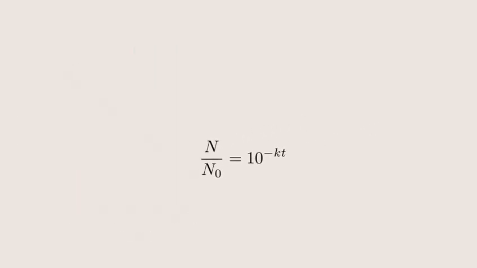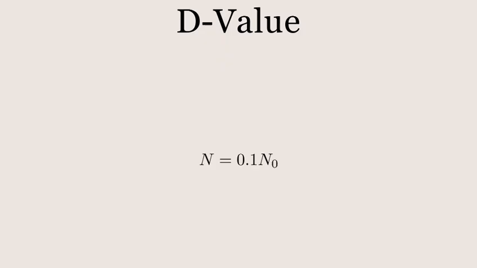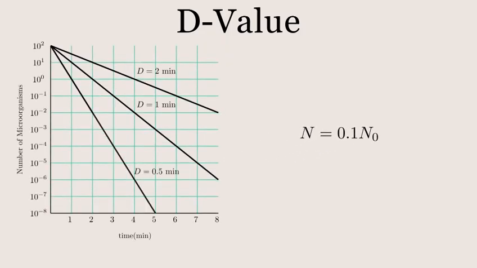By taking time as a reciprocal of k, we achieve a relation where the change in the number of microorganisms is equal to one logarithmic unit of its initial value. The time required for this change to occur is known as d-value. This graph displays different d-values and how they affect the time of sterilization.